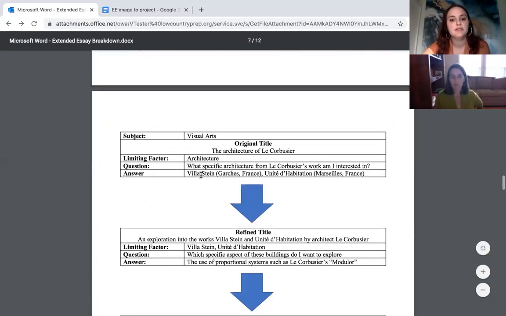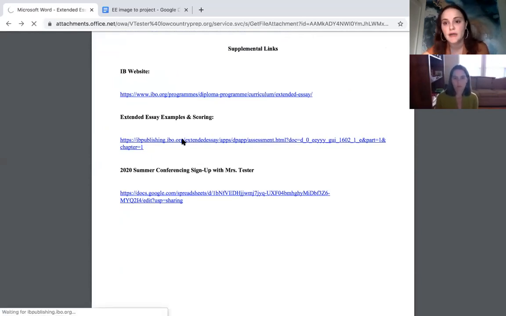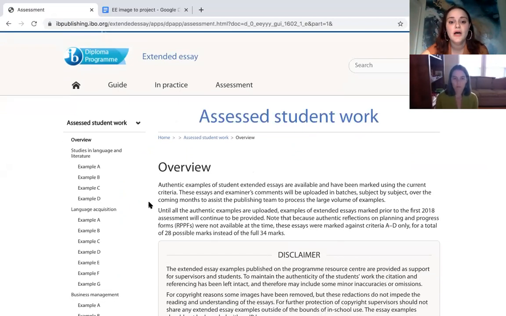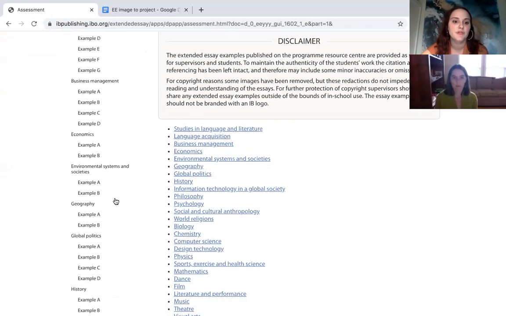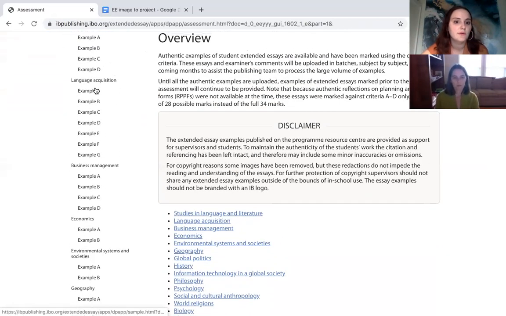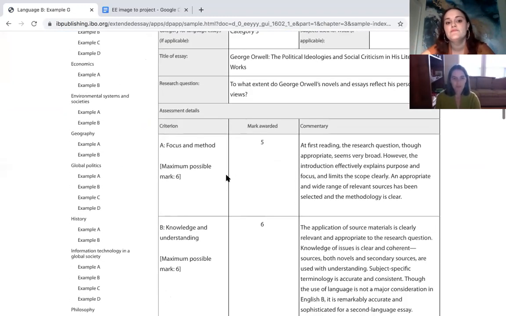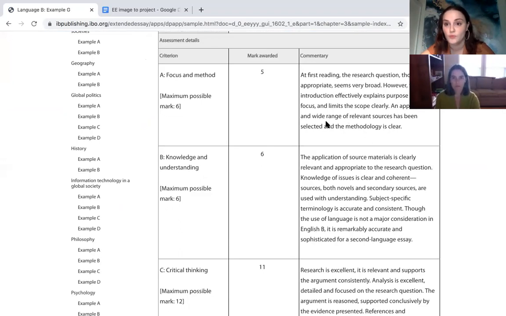And then this middle link is an expansion on the first link. It takes you immediately to examples of extended essays and scoring. It shows you a bunch of different topic areas, and it's actually really helpful. I would really suggest looking through here. If you know you're going to be interested in writing on global politics or language acquisition, you can click on it. I'm obviously English, so I can click on this, and I can see where they were awarded marks for this essay and the reasoning why.